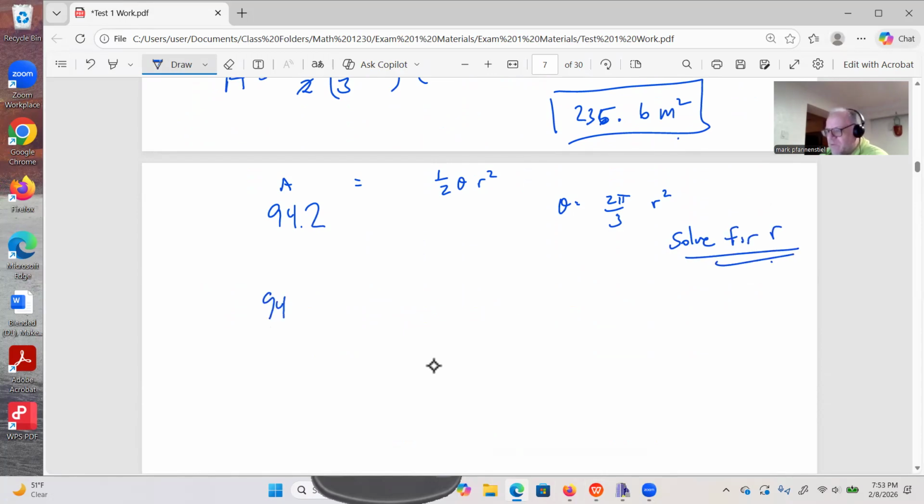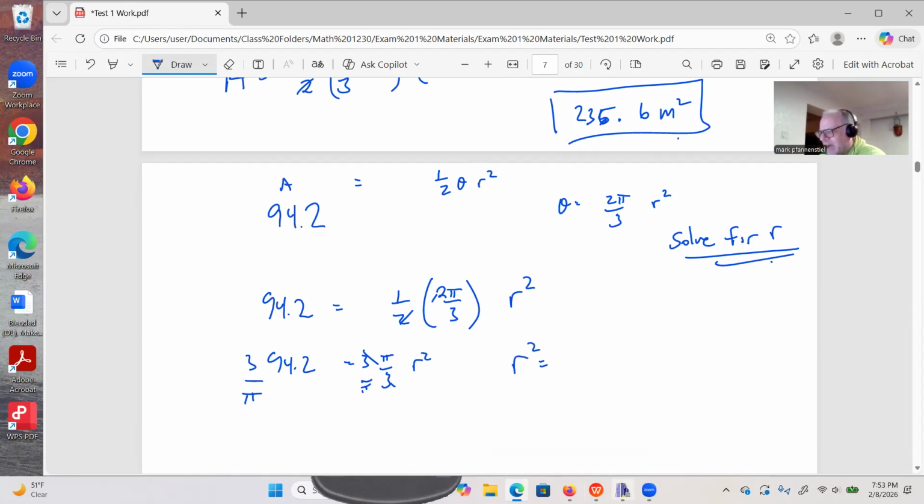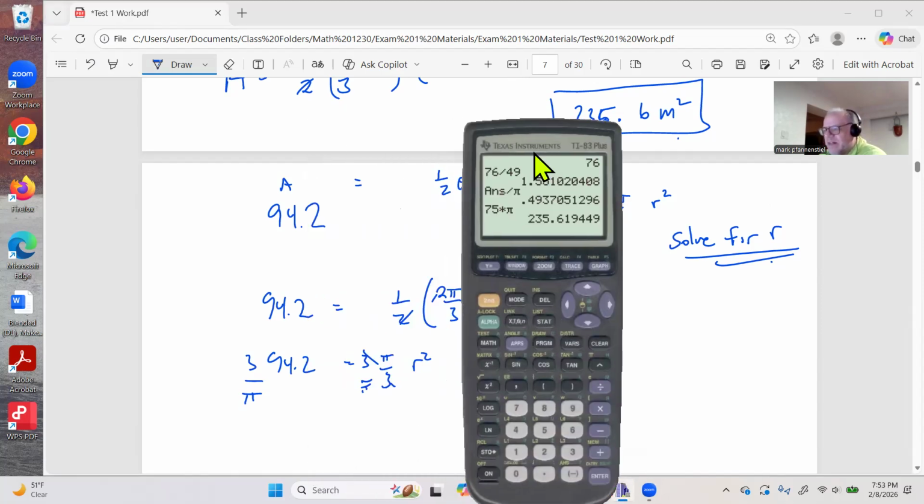So we have 94.2 equals 1/2, and then here we have 2 pi over 3, and then we have our r squared here. Well, the 2's cancel. So we have 94.2 is equal to pi over 3 r squared. Solving for r squared, multiply by 3, right? That'll cancel. Divide by pi, that'll still cancel. And we'll have r squared is equal to, and I've got to go figure out what that is.